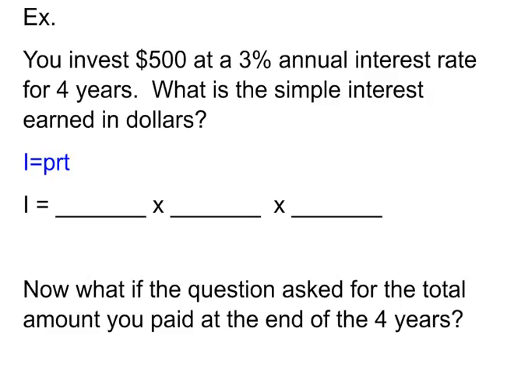The best way to show you simple interest is just to do a problem together. If you invested $500 at a 3% annual interest rate for 4 years, what would the simple interest be in dollars? Write your formula down first. Interest amount in dollars equals the P principal times the R rate times T time.